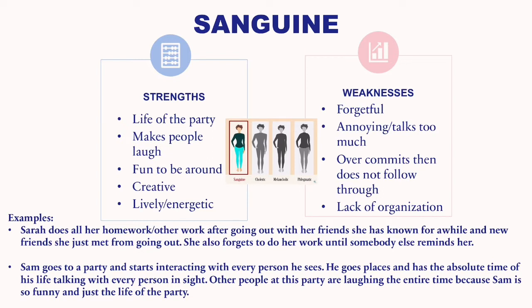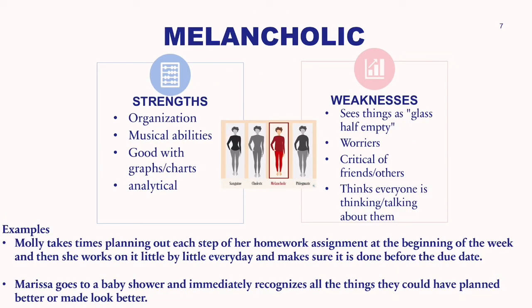Sam goes to a party and starts interacting with every person he sees. He goes places and has the absolute time of his life talking with every person in sight. Other people at this party are laughing the entire time because Sam is so funny and just the life of the party. So Sam is a clear sanguine. He is just someone that people are attracted to. He has great energy and he's fun to be around for everybody else. Some people might find him annoying, like we said, maybe he talks too much, that sort of thing. But this is just kind of the general idea of what this personality type looks like.